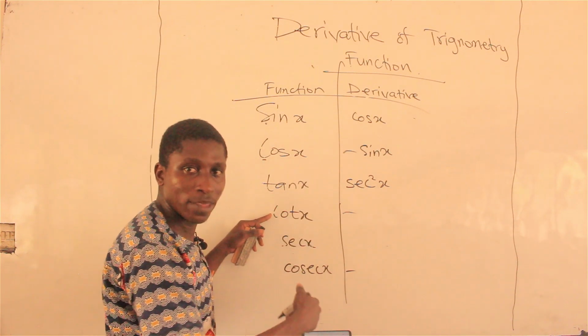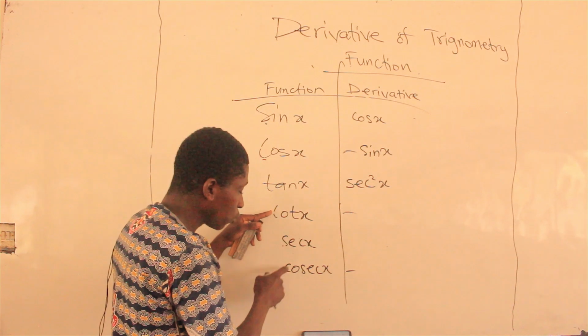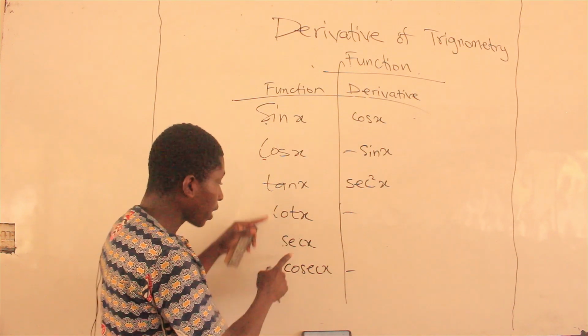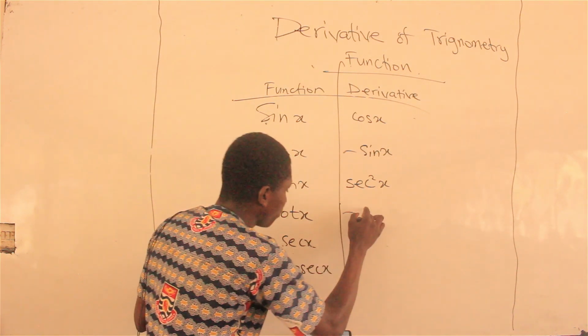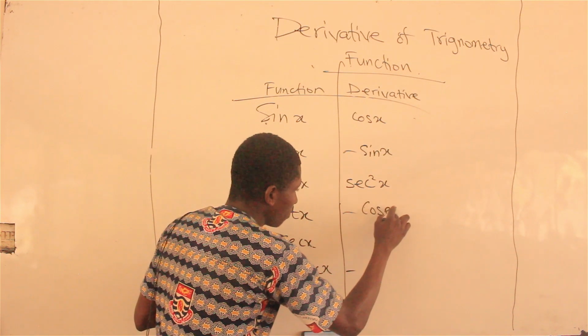Now let's look at cot. The same thing, two steps downwards. So I have 1, 2. Now I get cosec, so you multiply the function by itself. That will give you cosec squared s.